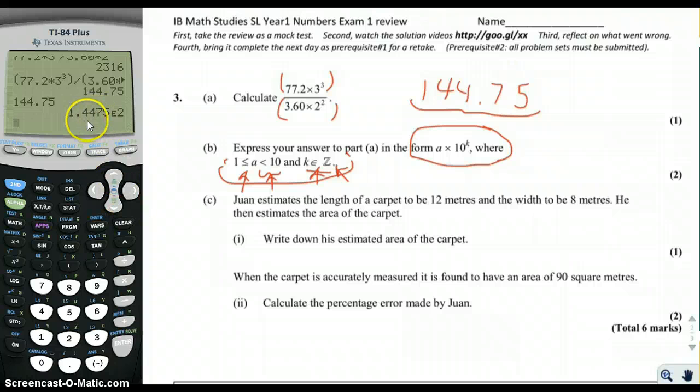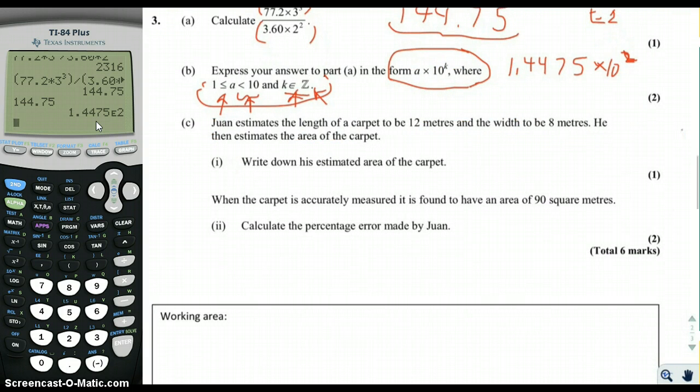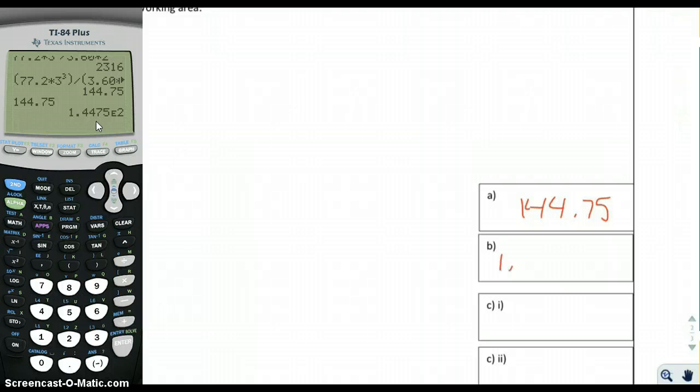Okay, 1.4475, 1.4475, and E2, what that means is times 10 to the second. Okay? So it's giving me the answer in scientific notation. So I'm going to put that down here: 1.4475 times 10 squared.